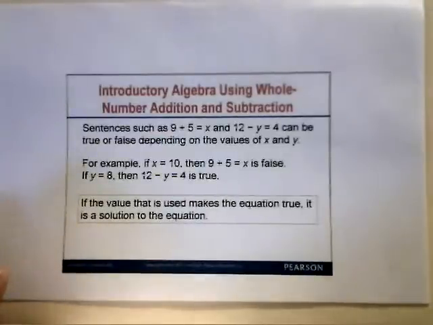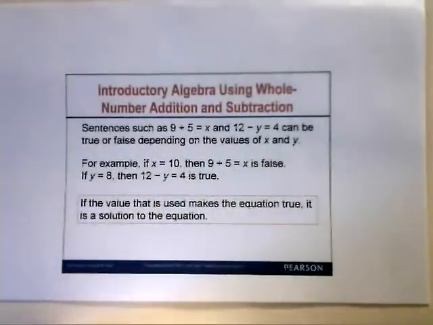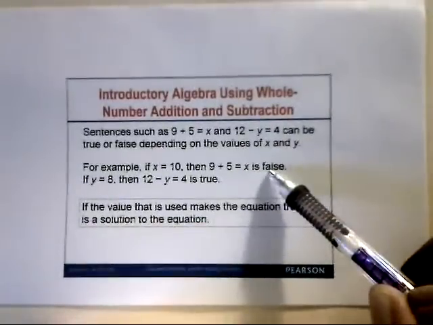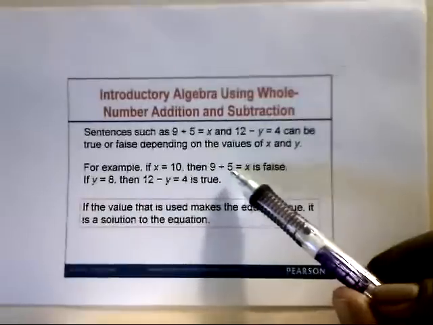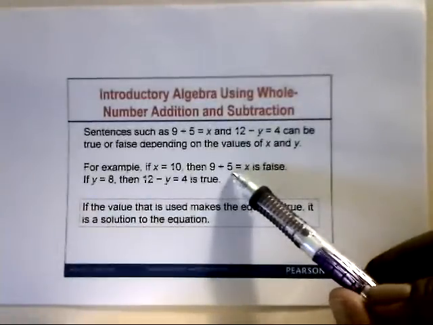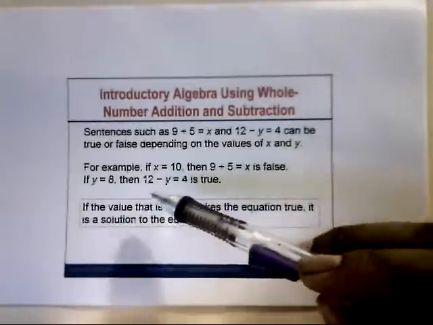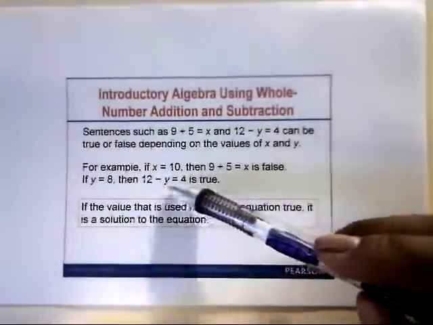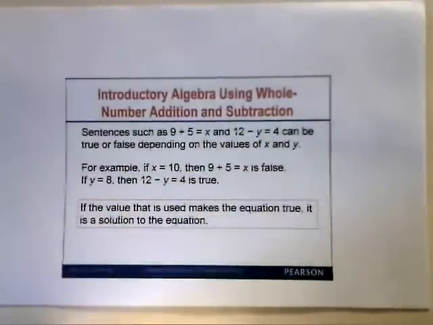Now let's look at some introductory algebra using whole number subtraction. Sentences such as 9 plus 5 is equal to x and 12 minus y is equal to 4 can be true or false, depending upon the values of x and y. For example, if x is equal to 10, then 9 plus 5 equals x would be a false statement, because 9 plus 5 would not give us 10, it would give us 14. And if y is equal to 8, then 12 minus y is equal to 4 is true, because if you replace the y with 8, you'll have 12 minus 8, which would give you 4.